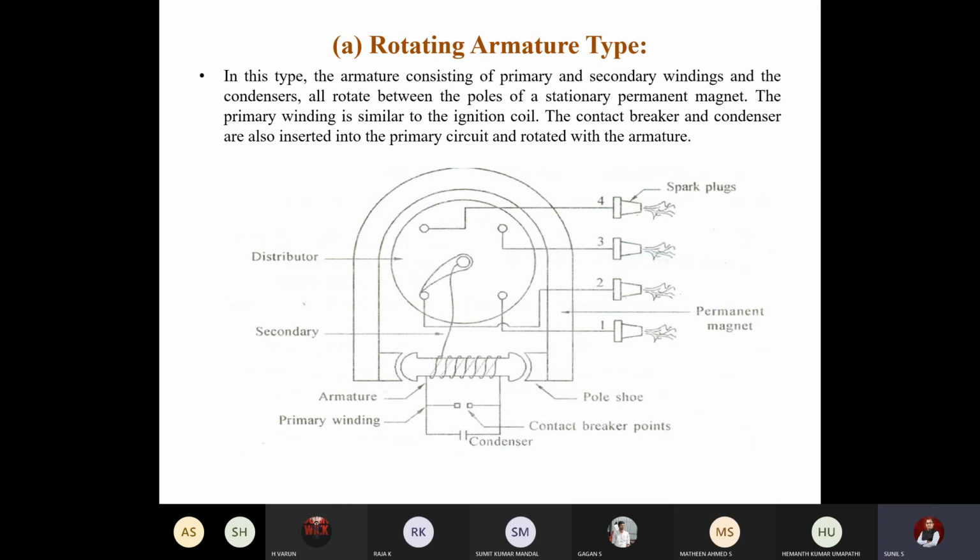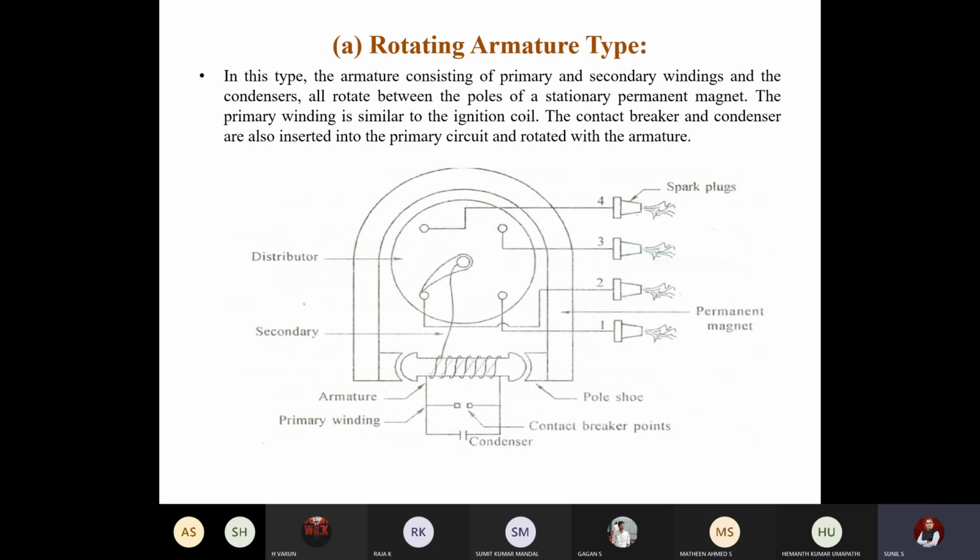The secondary coil is directly connected to the distributor arm, whatever we saw in the battery ignition system. Similarly, there will be a distributor arm. When it keeps moving, in the same order, there will be a spark. For example, here the distributor arm is in contact with lead one, so you will get a spark in lead one. Next, as it moves forward, it comes in contact with lead two, so there will be a spark. As we saw in the earlier case, there was a making and breaking circuit and a battery with primary coil. Those components have been replaced by a magnet and an armature.